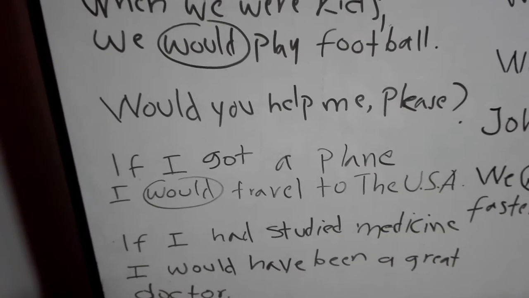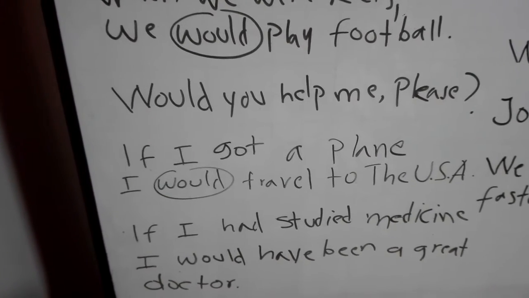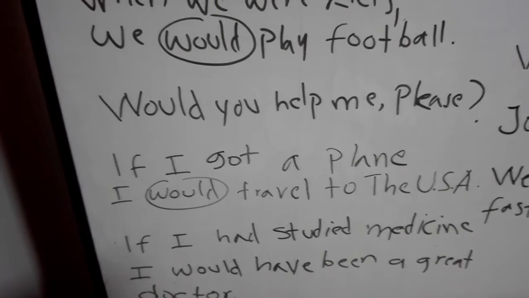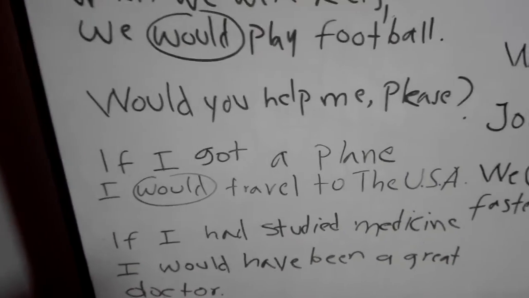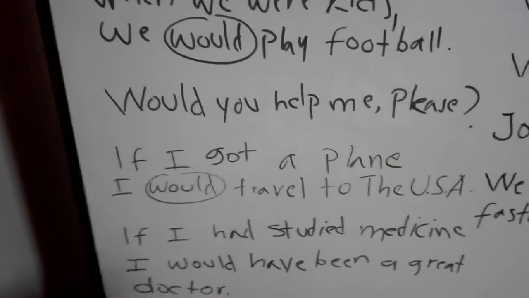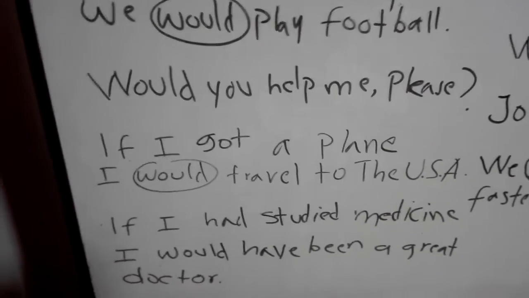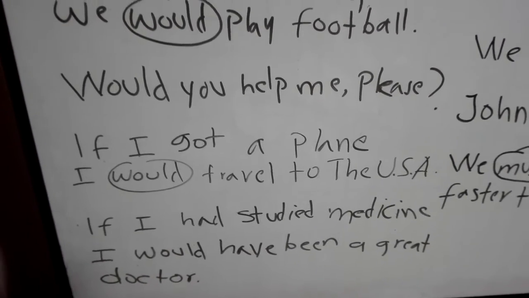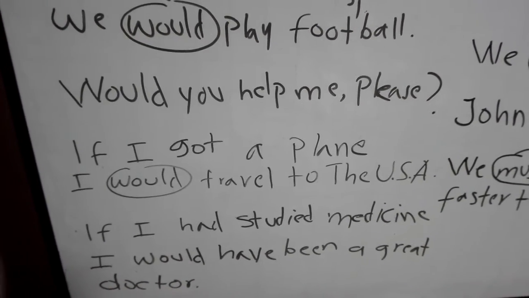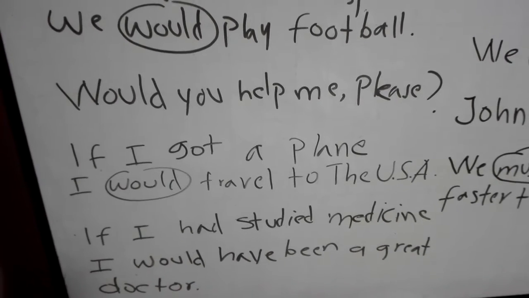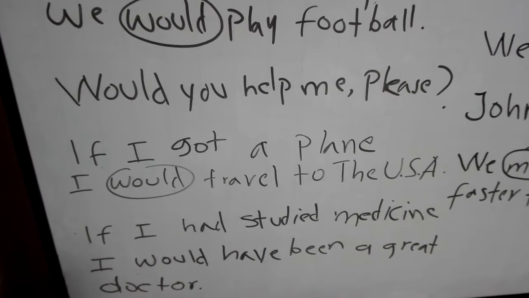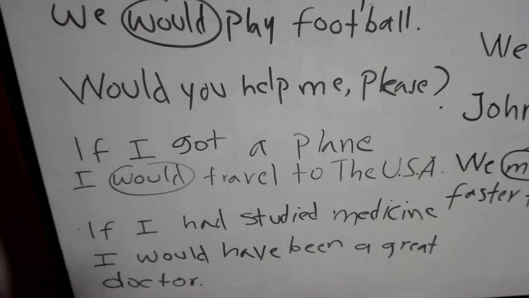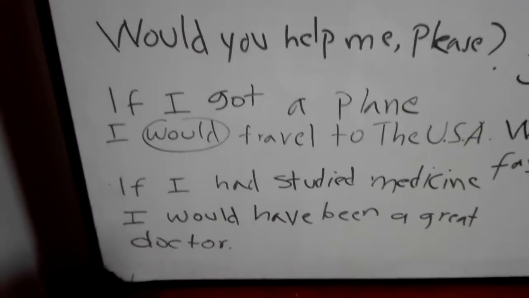This sentence, I can tell it the other way around. I mean, I can say, I would travel to the USA if I got a plane, okay? So this is the second conditional, when something is imaginary. In this second conditional, in the if clause, we use the past tense, okay, if I got. And in the result clause, I say I would travel, okay, I would do it, I would travel to the USA. If I got a plane, I would travel to the USA.